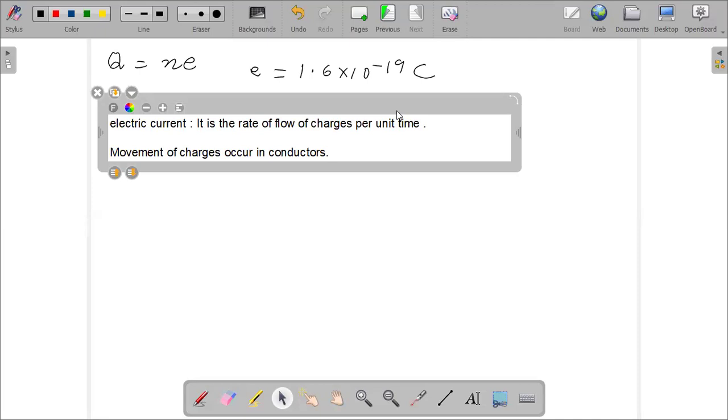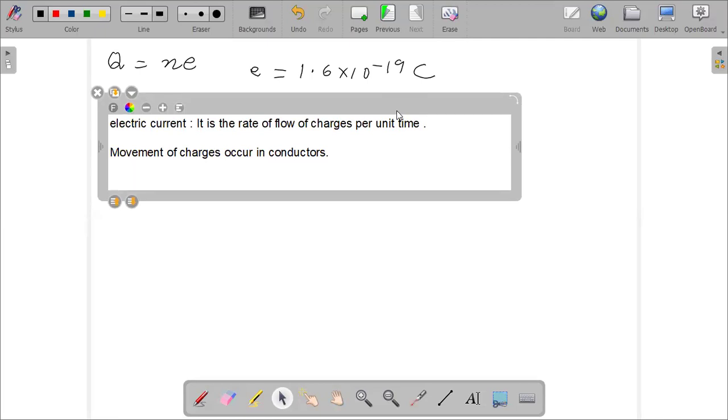See, conductors have free electrons. Free electrons means the electrons which are not bonded. So conductors have free electrons which move when electric potential is applied.